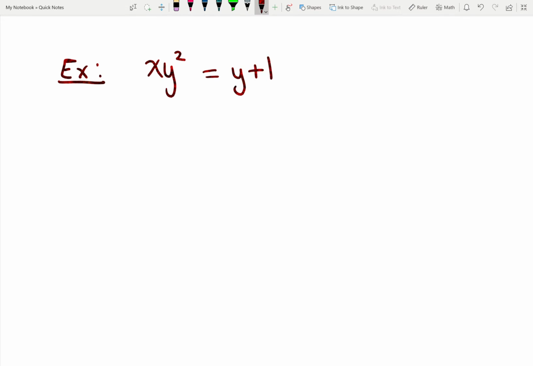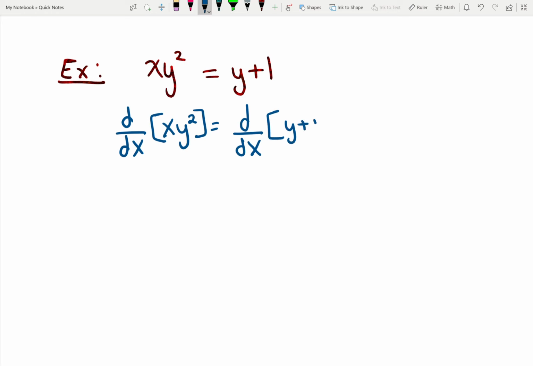There we go. Okay, so let's do d dx of both sides, equals d dx of y plus 1. All right, let's do the right-hand side first. d dx of 1 is just 0. d dx of y, if we pretend y is x, we get 1. But because it was y, using the chain rule, we have dy dx. So that just leaves us with dy dx on the right-hand side.